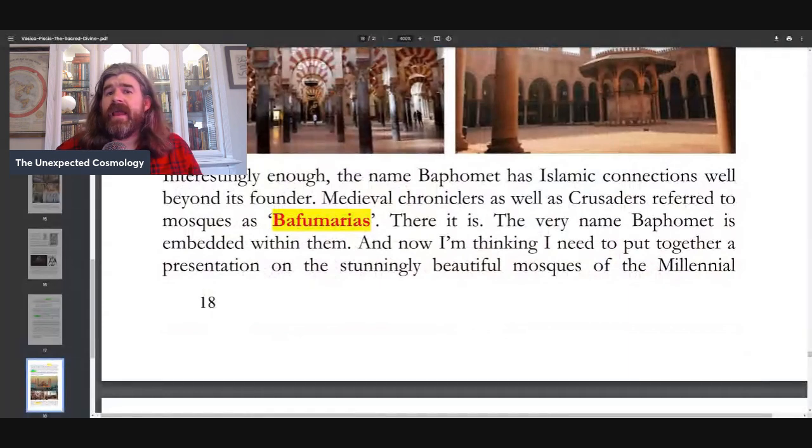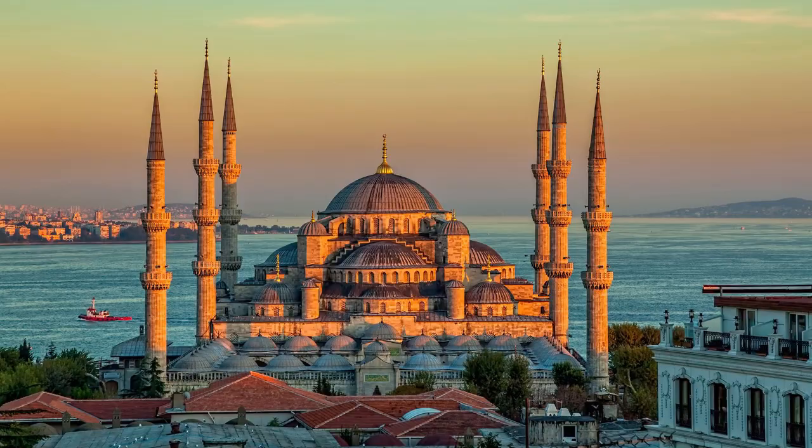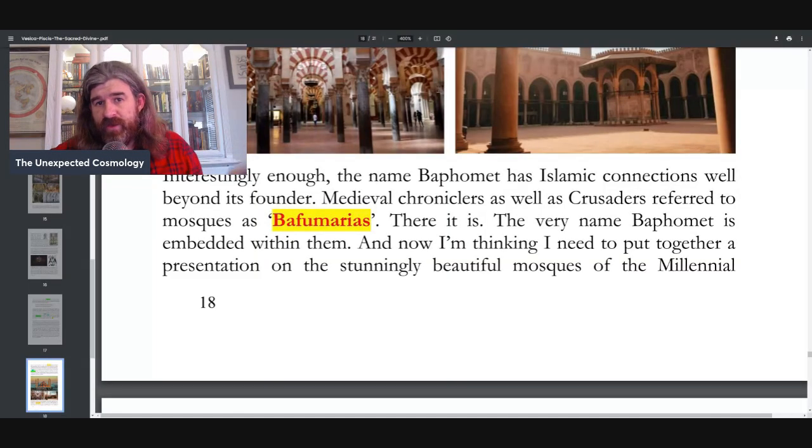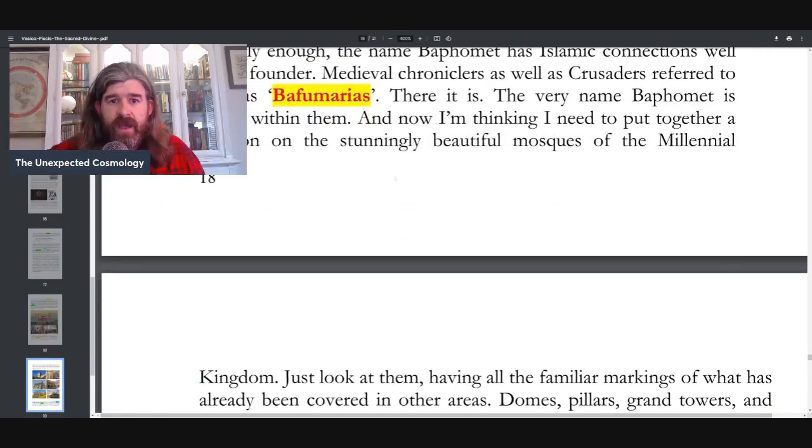Interestingly enough, the name Baphomet has Islamic connections well beyond its founder. Medieval chroniclers, as well as crusaders, referred to mosques as Baphomerias. There it is. The very name Baphomet is embedded within them, the mosques. And now I'm thinking I need to put together a presentation on the stunningly beautiful mosques of the Millennial Kingdom.